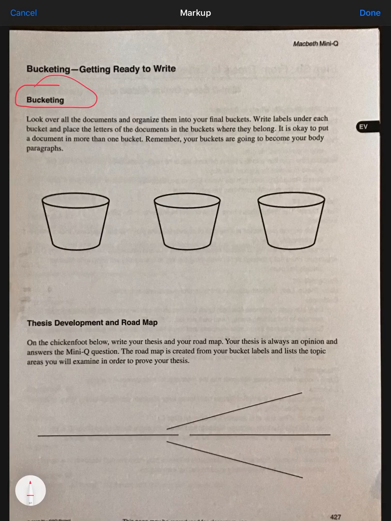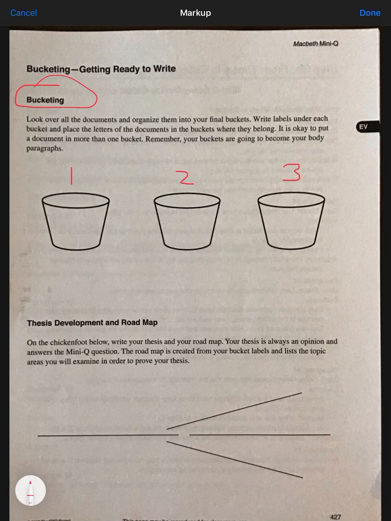Remember, your buckets are going to become your body paragraphs. So you know, just looking at this, that you have 3 body paragraphs. You have 1 body paragraph, 2 body paragraphs, 3 body paragraphs. This is an organizational strategy, and instead of you having to go back and try to figure out while you're writing what documents to use to cite in your body paragraphs for support, this organizes it for you.